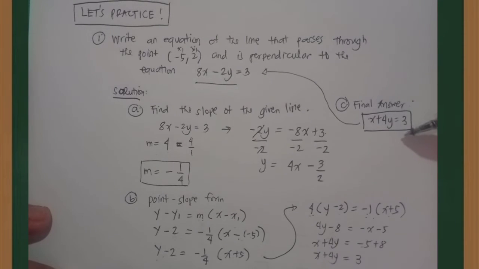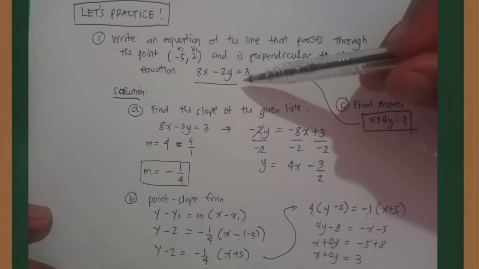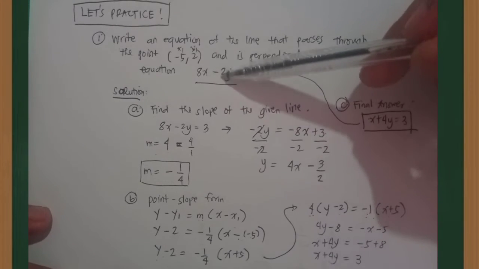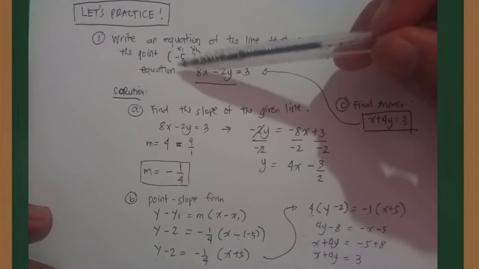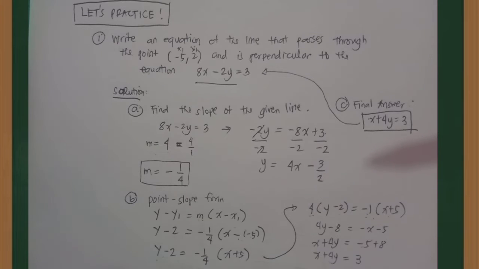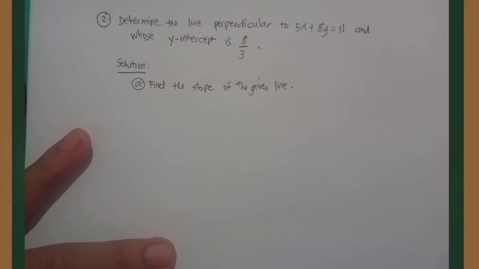Okay? This line, x plus 4y equals 3, is perpendicular to this given line, 8x minus 2y equals 3. And this line passes through the point negative 5, 2. I hope that's clear. Okay, let's have the second example.